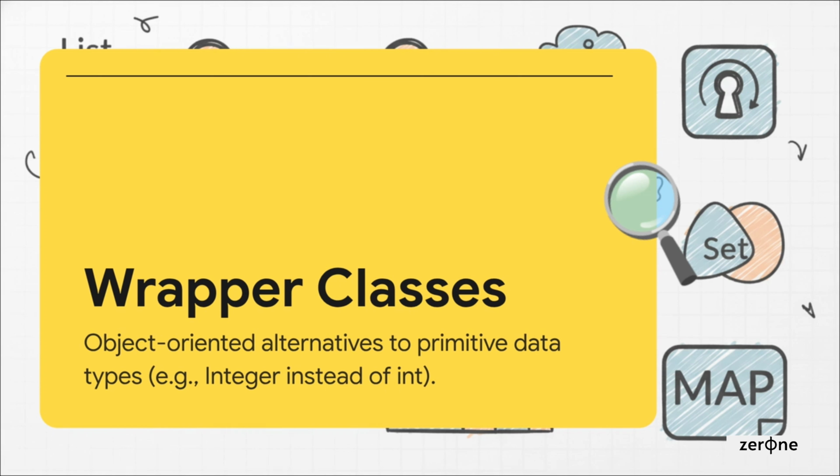So you might be wondering, how do we store simple numbers then? Well, Java provides something called wrapper classes. These are basically object-oriented alternatives to primitives. So instead of using a primitive int, you'd use the capital I Integer class. This acts like a bridge or a VIP pass, wrapping your primitive data securely inside a valid object so the collection framework can actually accept it.